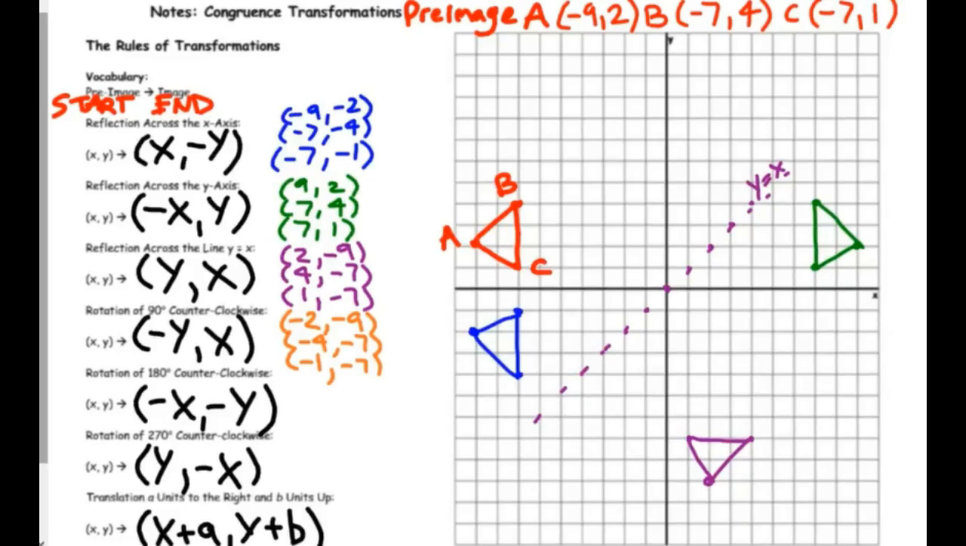I got my counting off here. -2, 1, 2, 3, 4, 5, 6, 7. Sorry, my bad. So 180 degrees counterclockwise. Now this one, (x, y) turns into (-x, -y).